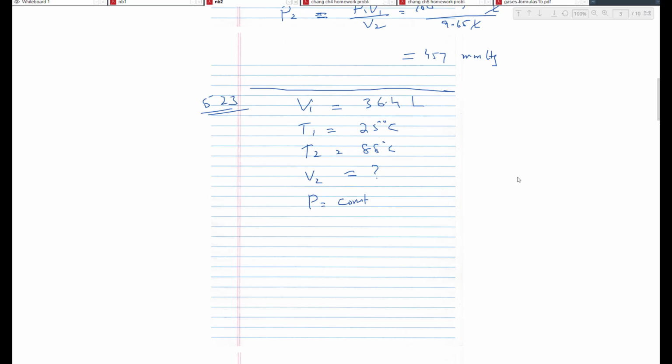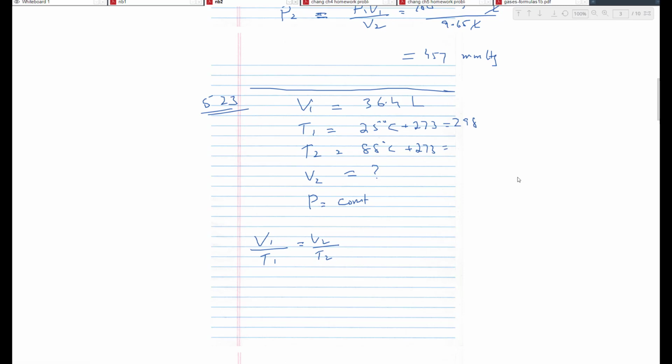Do I have to do something with the unit before solving it? Yes, we have to change Celsius to Kelvin. Normally we add 273. If you want more accuracy, you can add 273.15, but for general purposes we just add 273. The first one is going to be 298.